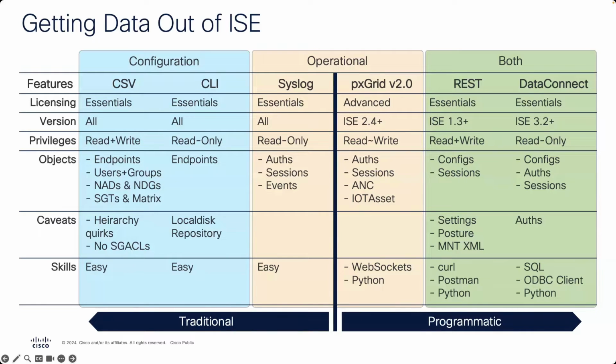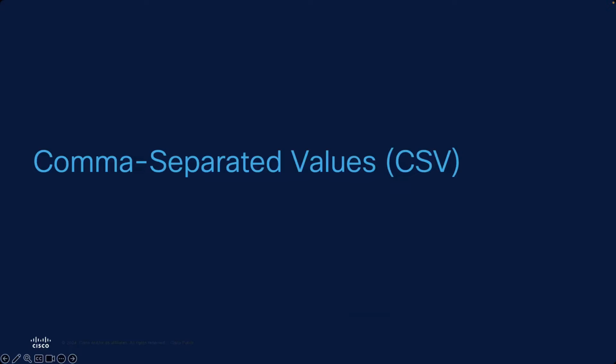I wanted you to understand what the different things are, maybe why you would want to use them, and kind of understand the differences between them as well. So with that, let's jump into comma separated values.